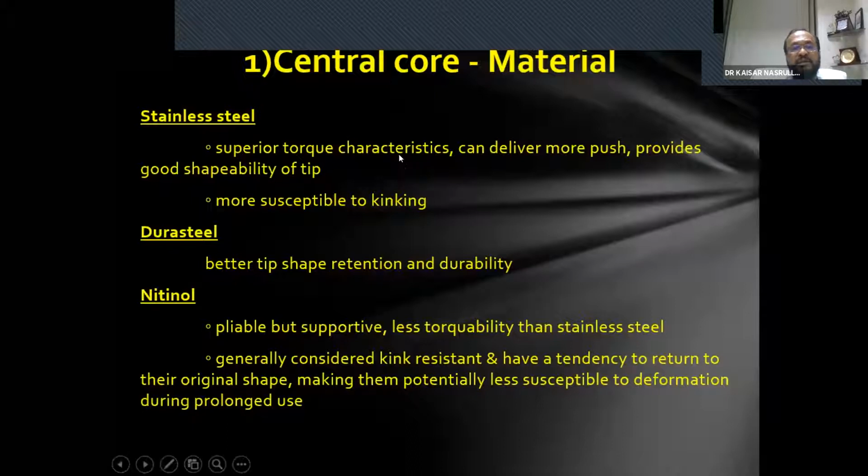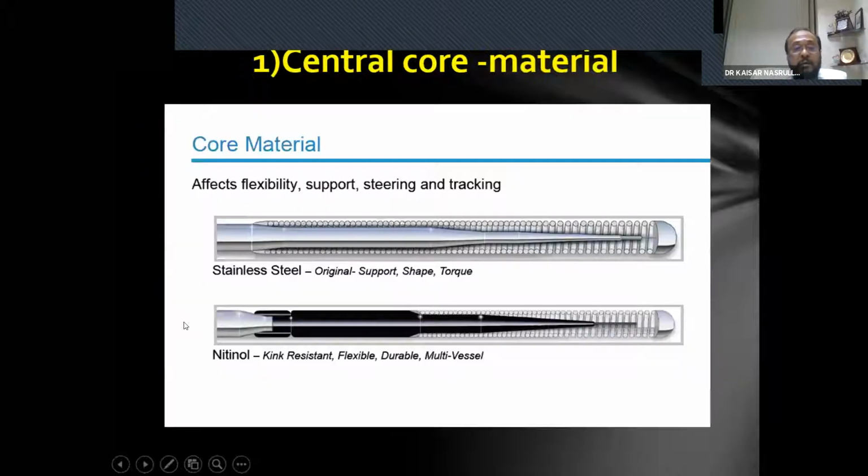Now, central core material could be of three types: one is stainless steel, one is dura steel, one is nitinol. And this is a stainless steel central core and this is a nitinol central core. So nitinol central core wires are kink resistant, can be used in multi vessel, but stainless steel has good torqueability but is not kink resistant.